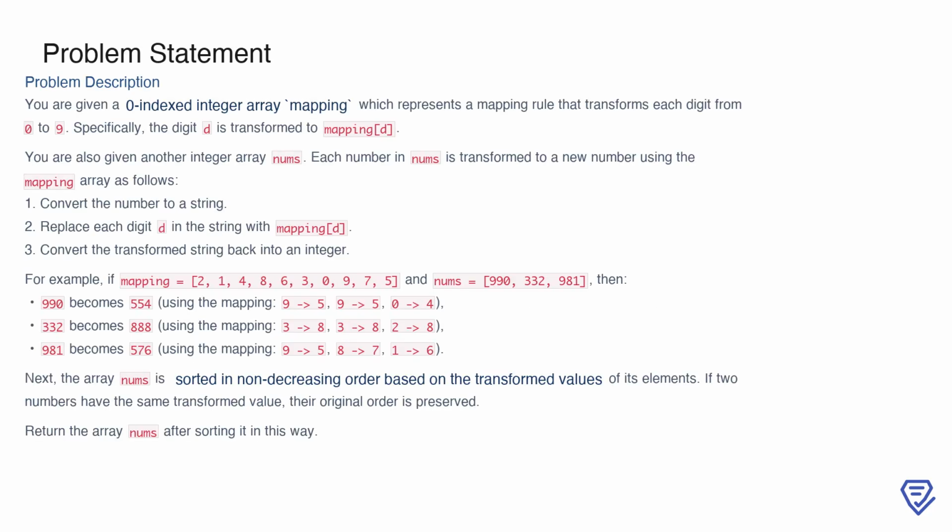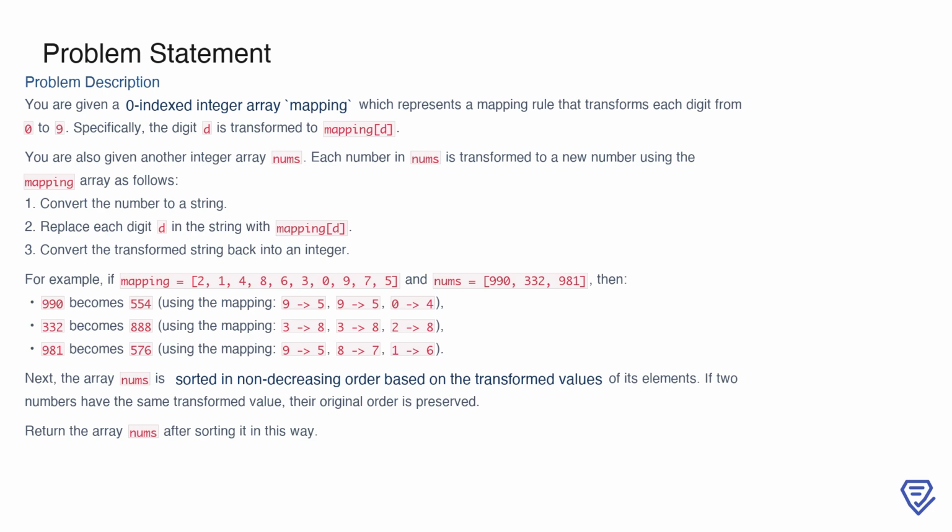In this problem, we are given two key inputs. First, there's a mapping array called mapping. This array has 10 elements, where each element corresponds to the transformation of a digit from 0 to 9. For example, if mapping[2] is 4, it means the digit 2 will be transformed into 4.